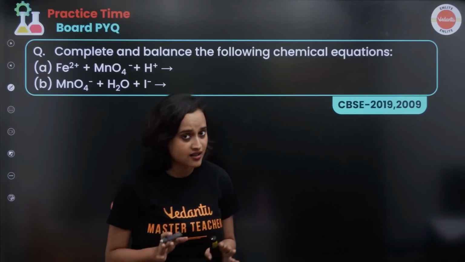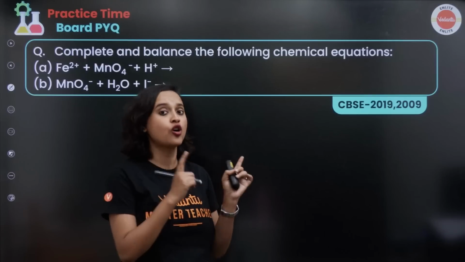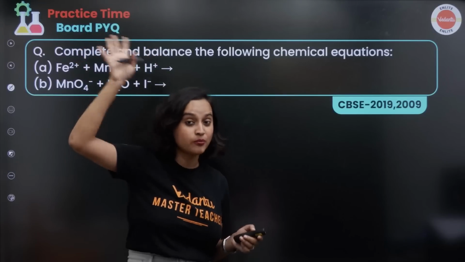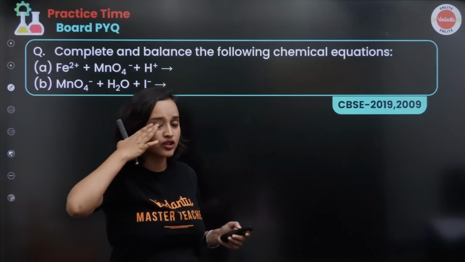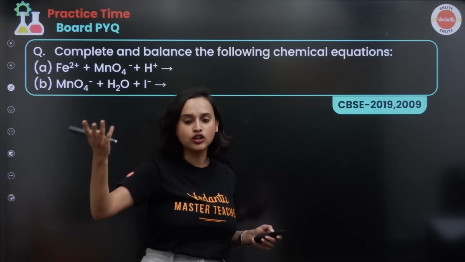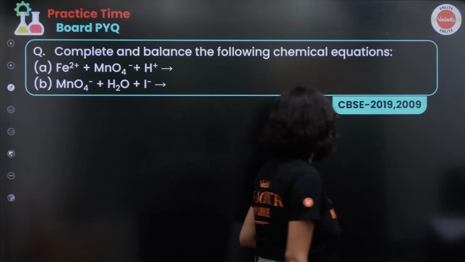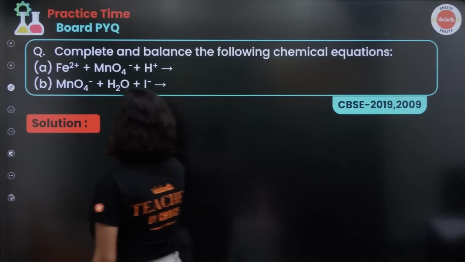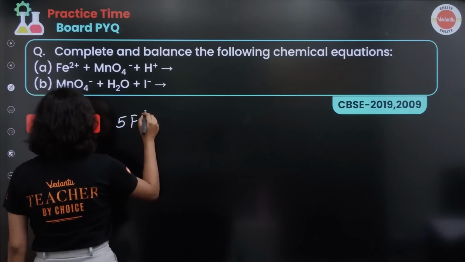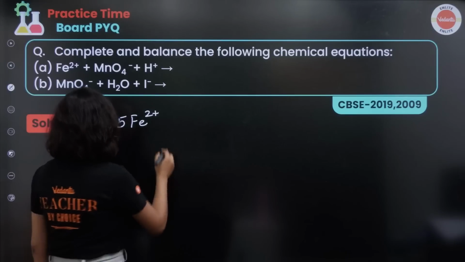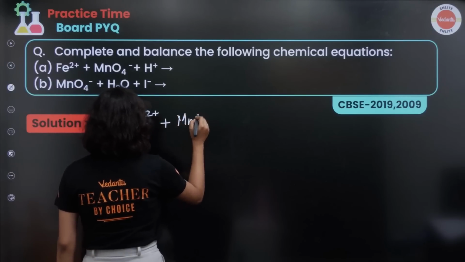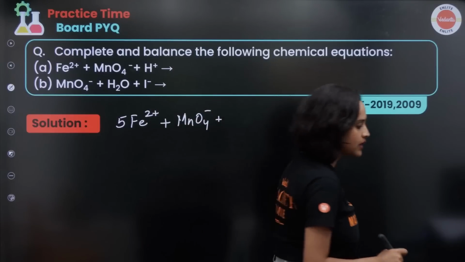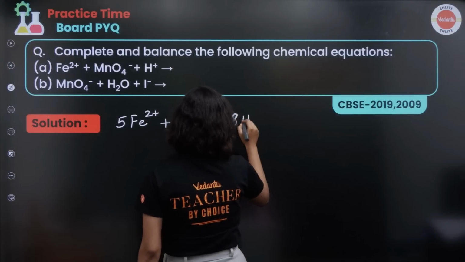Now, this is I think the last question and one of the most important questions, remember, the potassium permanganate question. So let's try to solve it. Fe2+ plus MnO4- plus H+. How are we going to solve it? For Fe2+, we take 5 Fe2+ as in your NCERT, plus MnO4-, plus 8 H+.